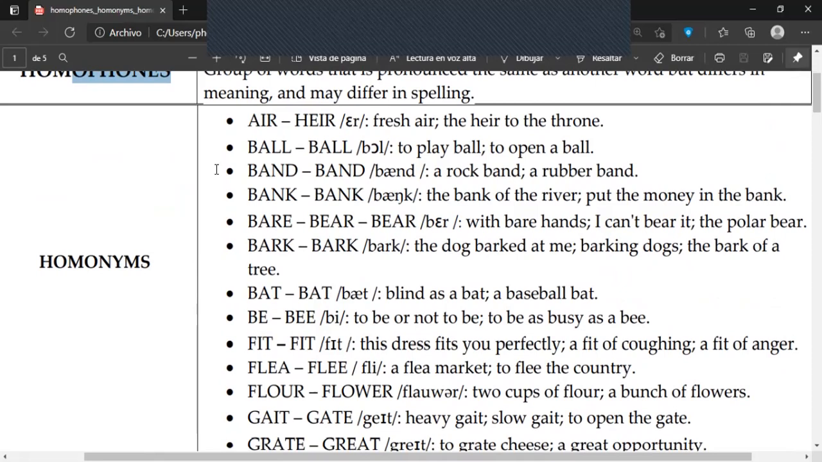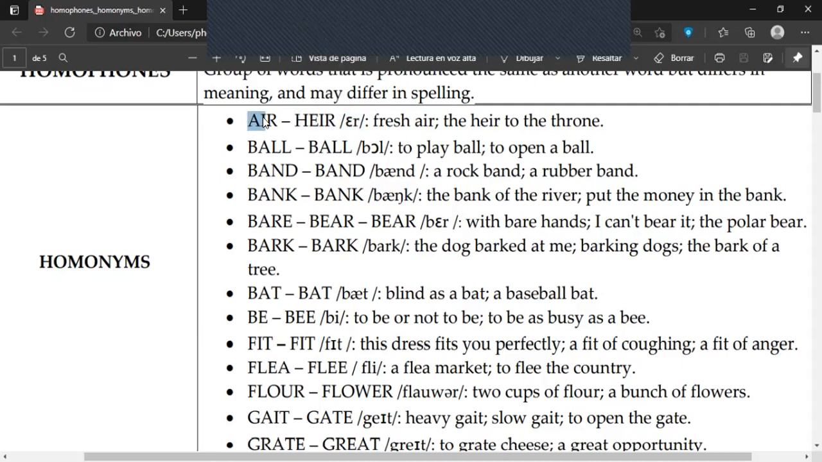You have the word air and air and their corresponding meanings. And this is the phonetic here. So this is the way that it's pronounced according to the IPA. The IPA is the International Phonetic Alphabet. So those weird symbols that you find sometimes in your dictionaries, they help you to read or to pronounce the words the way they are supposed to.